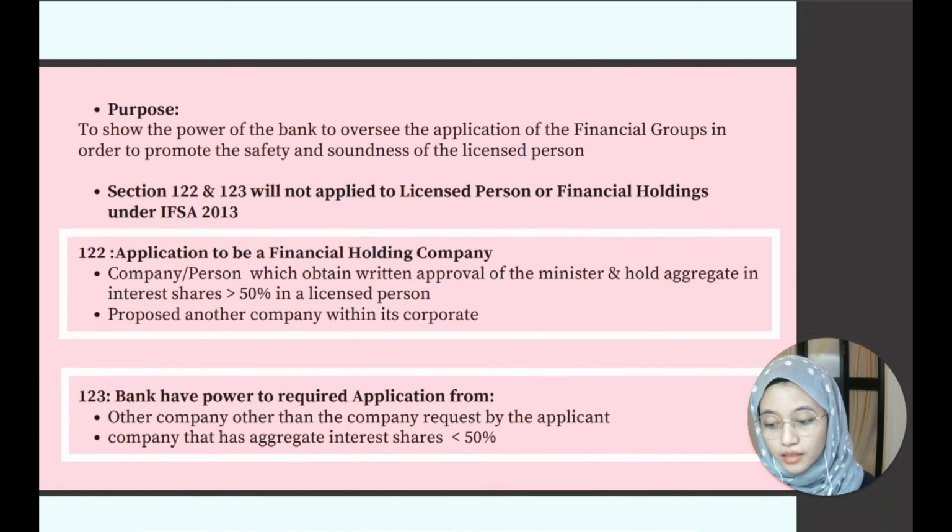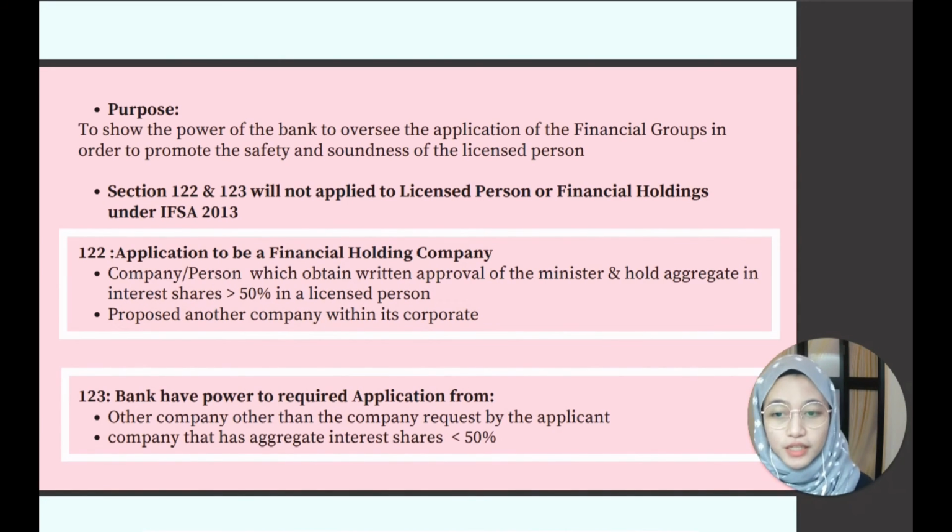First is section 122, the application to be a financial holding company. The people that must submit an application to the bank to be approved as a financial holding company will be any applicants which are a company or a person that obtain prior written approval of the minister and also hold an aggregate interest in shares of more than 50% in a licensed person, or if the applicant mentioned just now proposes another company within its corporate group to be approved as a financial holding company as well.